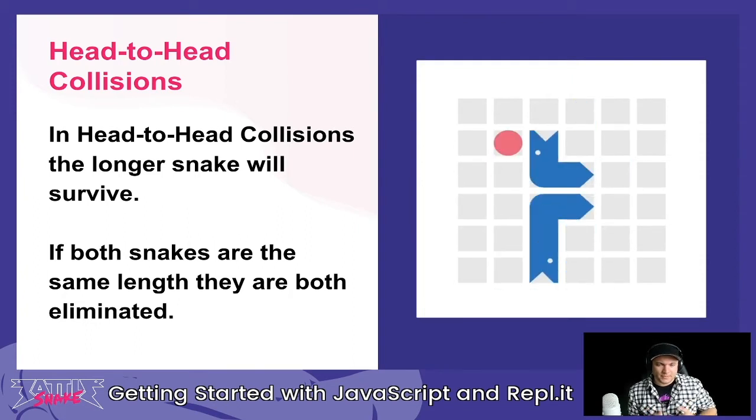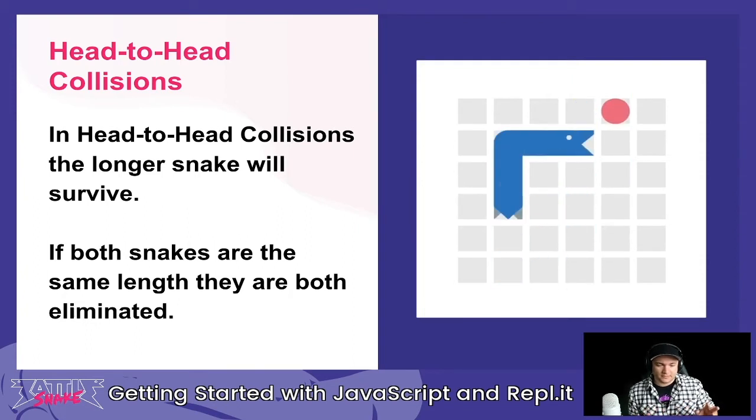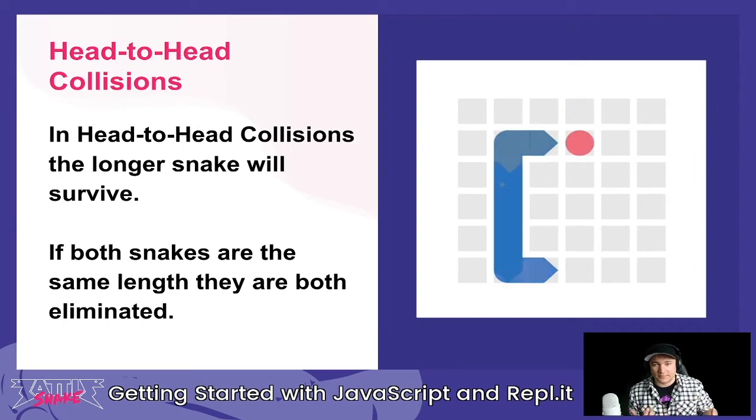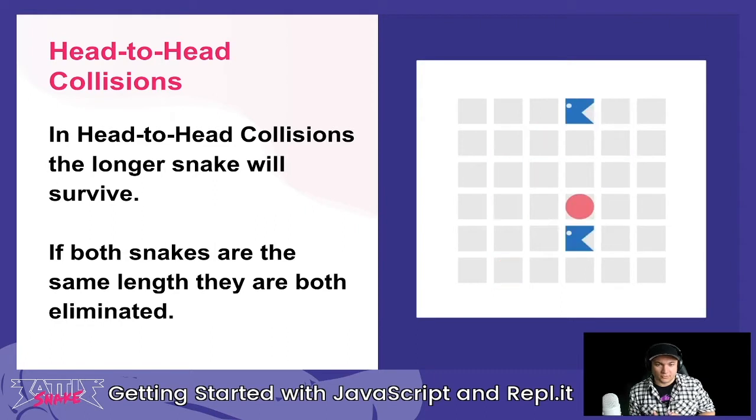Now, if both Battlesnakes are the same size, then both are actually eliminated. So the tiebreaker in this case is both get eliminated, and so you have to be strictly longer in order to gain that advantage.